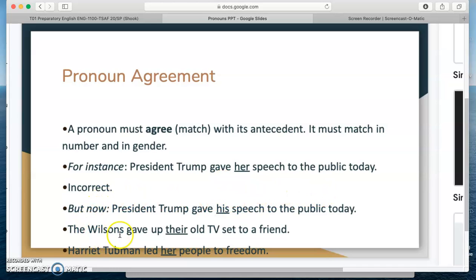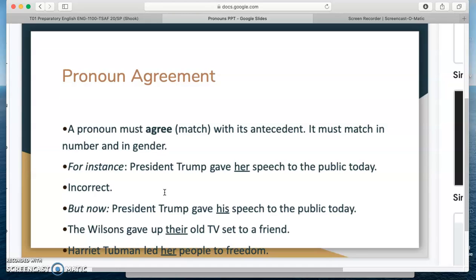We also have the Wilsons, who are collectively referred to as a family. The Wilsons gave up their old TV set to a friend. As you can see, their matches up with the Wilsons. We don't necessarily know the gender of everyone that makes up the Wilsons, but that's okay.